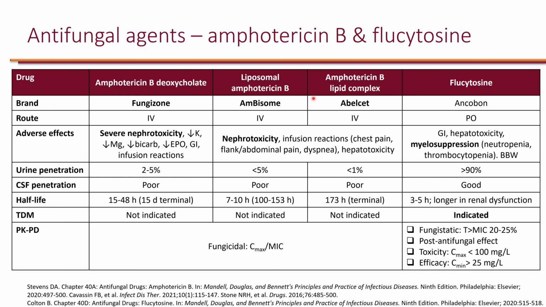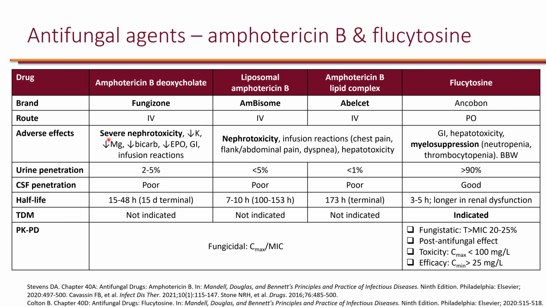So let's take a look at the different amphotericin B products. Currently there are 3 on the market. There used to be a 4th one on the market, currently not available, but we'll focus on the 3 that are on the market. The classic one, the conventional amphotericin B, is deoxycholate. And all of them are IV, with no oral formulation for amphotericin B.